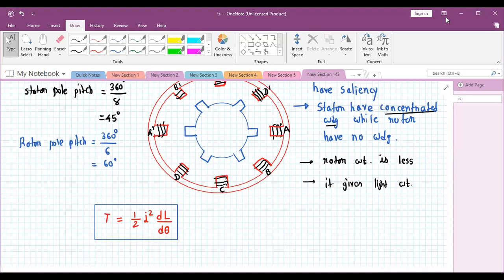SRM is only one type, and its function is totally different from the servo motor. In a servo motor, we are using closed loop control. So it is different.